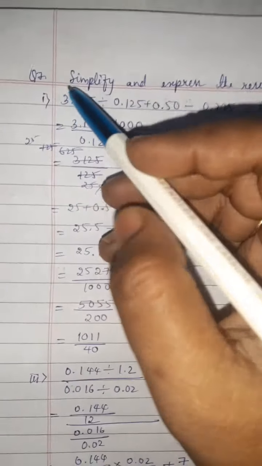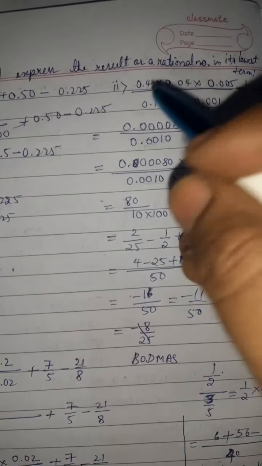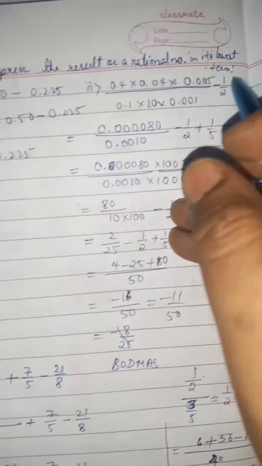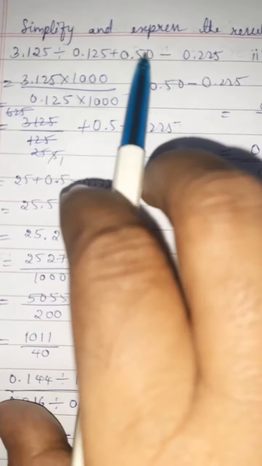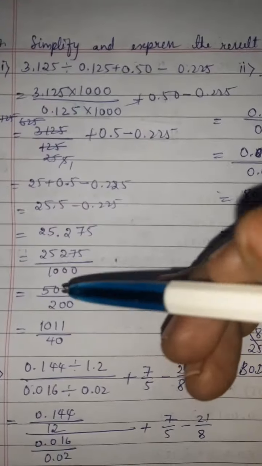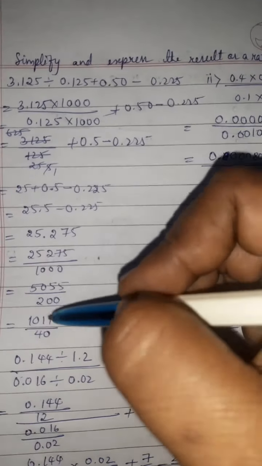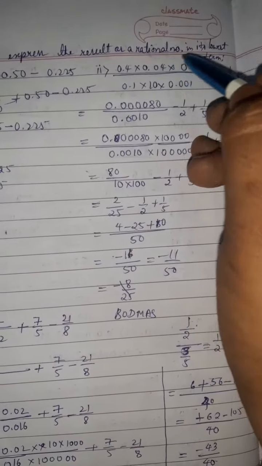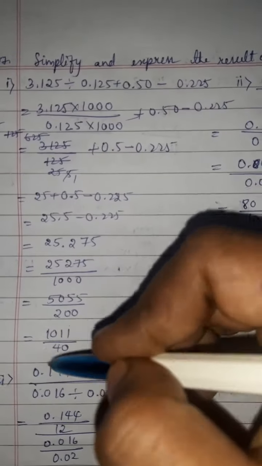Then the last question in the brain teasers is question number 7. Simplify and express the result as a rational number in its lowest term. Here the given question is having different operations, children: division, addition and subtraction. We are going to simplify as usual, and after we get the answer, we are going to write it in the rational number form in its lowest term.